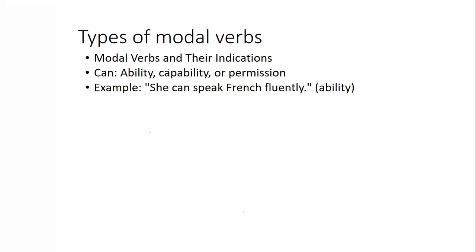Modal verbs, what do they indicate? Can indicates the ability, capability, or permission. For example, she can speak French fluently. It shows that she has an ability to speak French fluently.